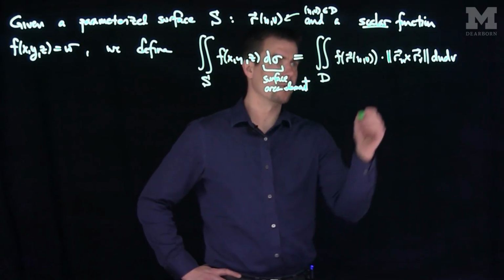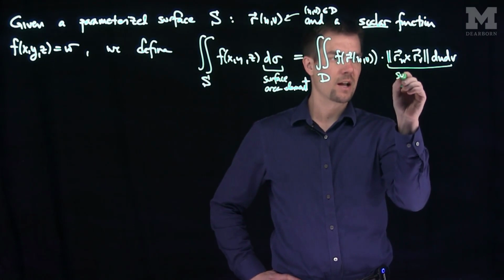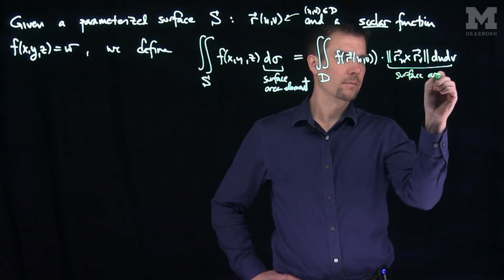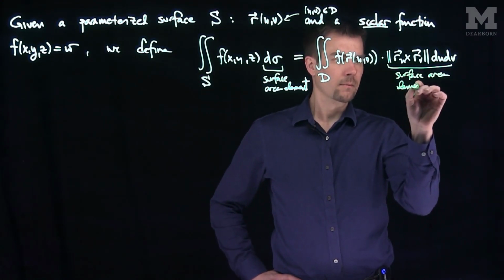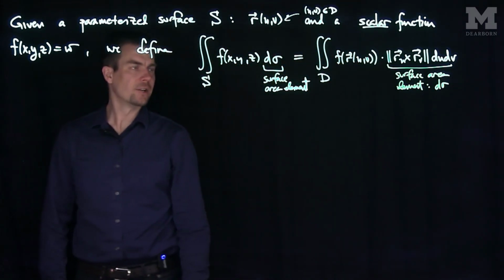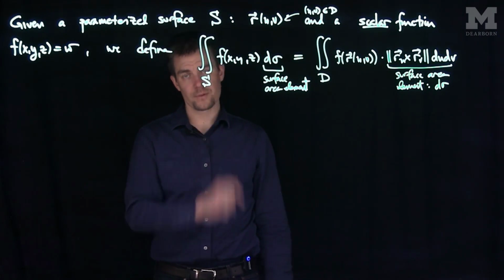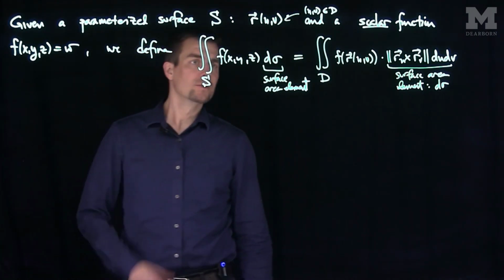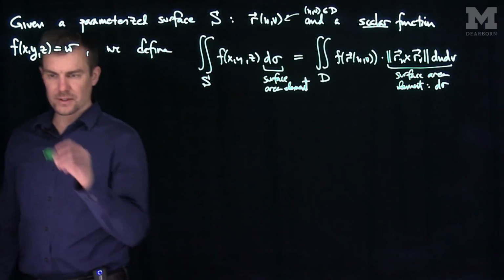Okay, so this over here is called the surface area element too. That's our d sigma. That's what d sigma is in terms of the ordinary standard area element. It's a dilated area element. So let's see an example of how we would do this. Let's give an example of a surface.